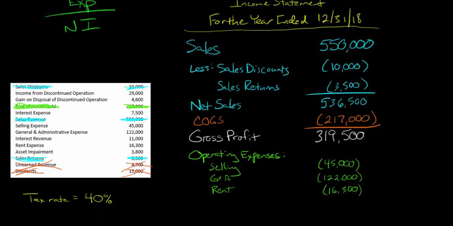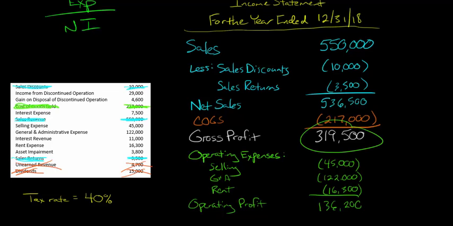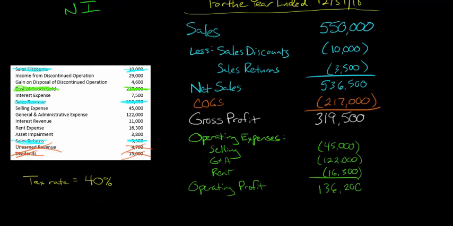Okay, so that's rent. And now we're going to have another subtotal. And this subtotal is going to be called operating profit. And our operating profit is going to be $136,200. All I did was just take the $319,500 and then subtract these three operating expenses to give us our operating profit.